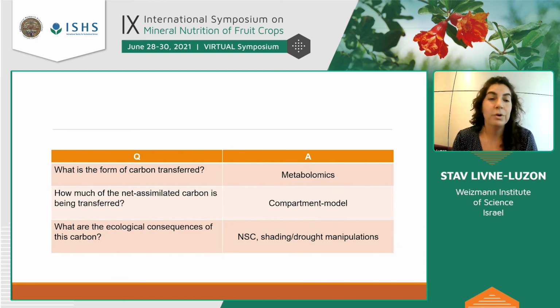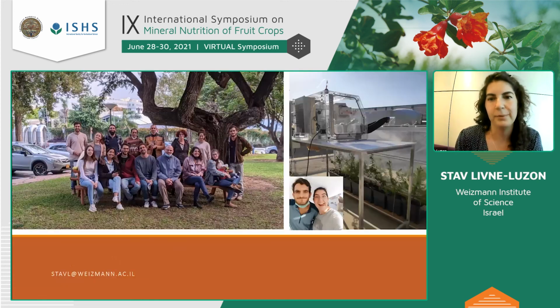And what I find most interesting is what are the ecological consequences of this carbon transfer? What are the ecological consequences of being connected to a network? And for this, we are looking at the non-structural carbohydrates in all of the different plant tissues. And we're also applying different manipulations of shading and drought, and we check the response of the trees and the carbon transfer. So with that, I would like to finish.